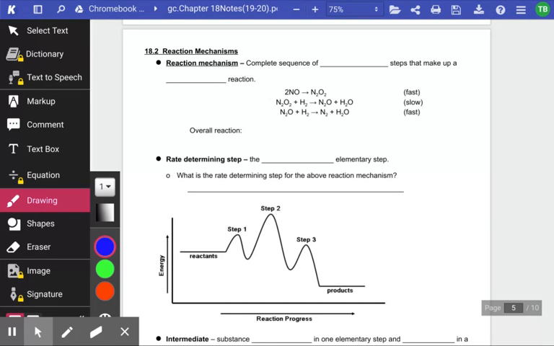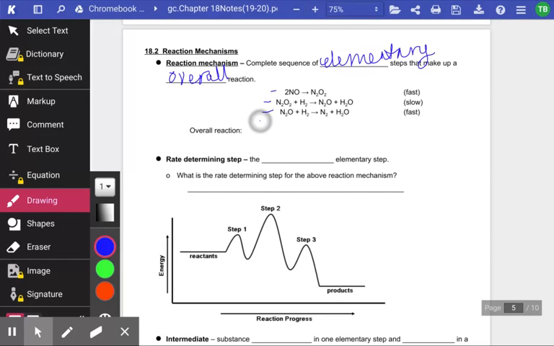Now, reaction mechanisms deal with a complete sequence of elementary steps that make up something called an overall reaction. The overall reaction is a reaction that you guys are used to seeing. That's what I always give you, is the overall reaction. But there's all these little steps, like here, here, and here, that are called elementary steps. Those are their individual steps that make up the overall reaction.